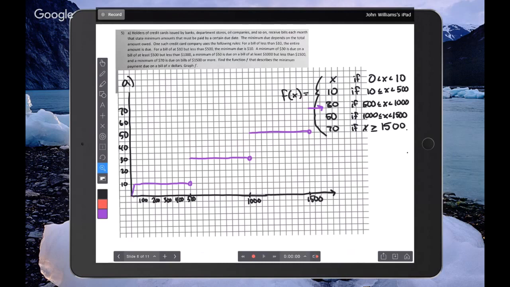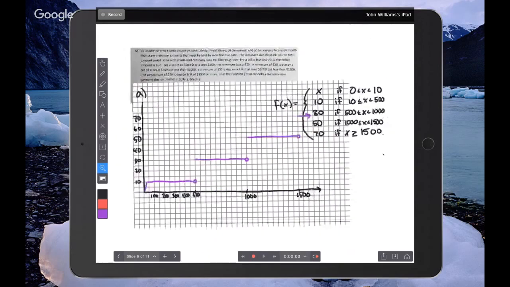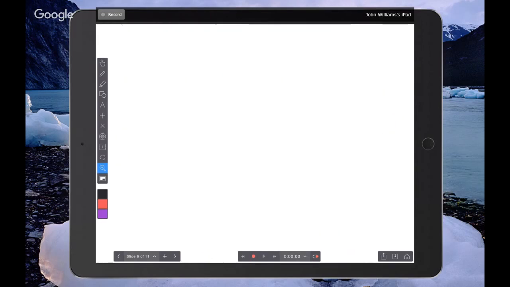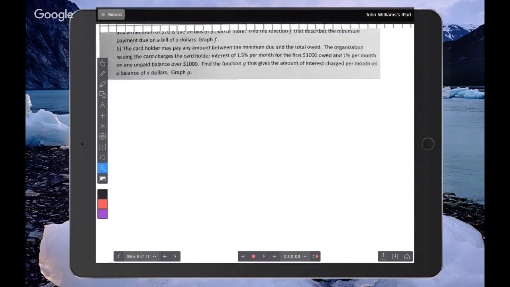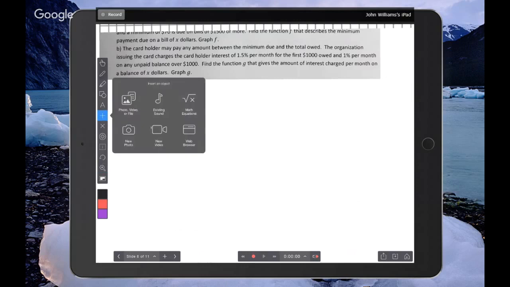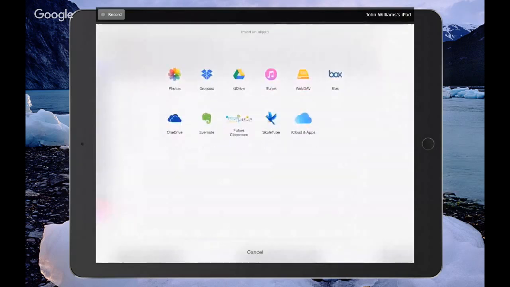So part B, the card holder may pay any amount between the minimum due and the total owed. The issuing bank charges the card holder interest of 1.5% per month for the first $1,000 owed and 1% per month on any unpaid balance over $1,000. Find the function g that gives the amount of interest charged per month on a balance of x dollars. G. So again, I'm going to want to graph. Let me pull that up.